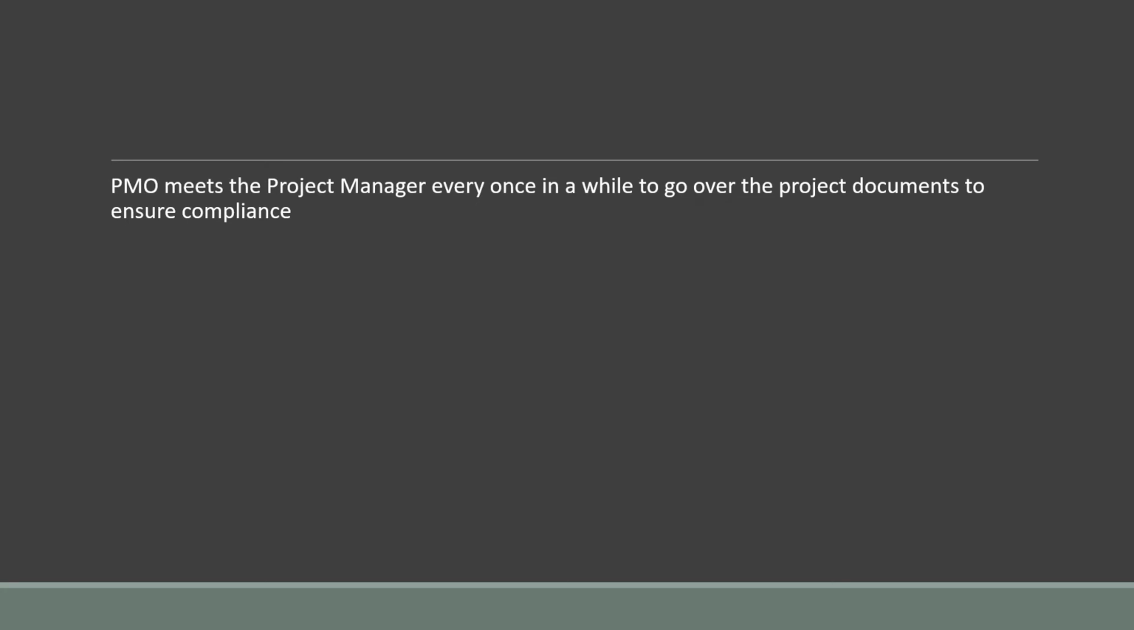All right, so the PMO meets the project manager every once in a while to go over the project documents to ensure compliance. Now, what kind of PMO is this? Someone from the PMO, or let's say a team from the PMO, is meeting the project manager every once in a while, and they go over the project documents and ensure that compliance is being met. This is definitely a controlling PMO, right? This is an example of a controlling PMO.